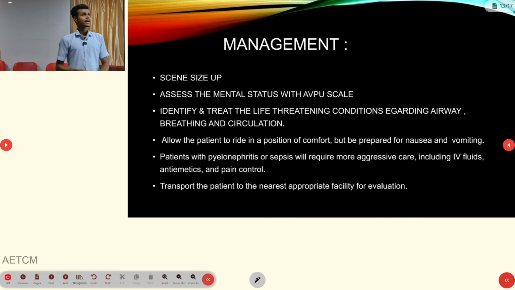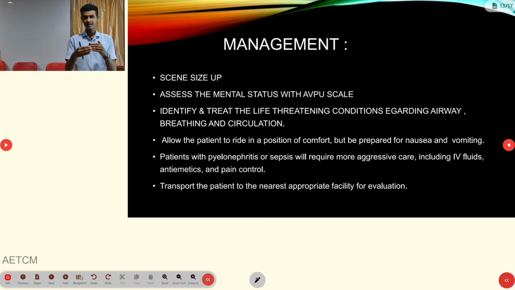And then management, final part: assess the mental status, identify and treat the life-threatening conditions. We have to allow the patient the right positioning of comfort, and be prepared for nausea and vomiting. Sometimes because of increased pain, it can stimulate your nervous system and lead to vomiting also. It is pain-induced vomiting. So we should be ready to treat that condition. And the person with pyelonephritis, we told, right, pyelonephritis and then perinephric abscess can lead to urosepsis and then septic shock.